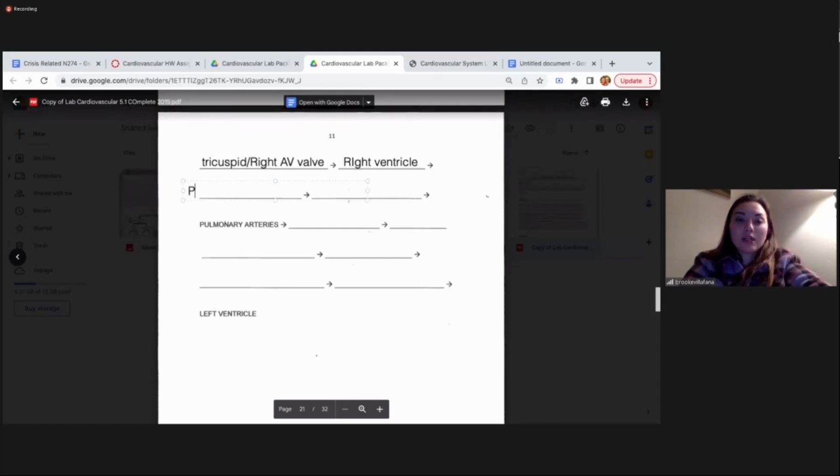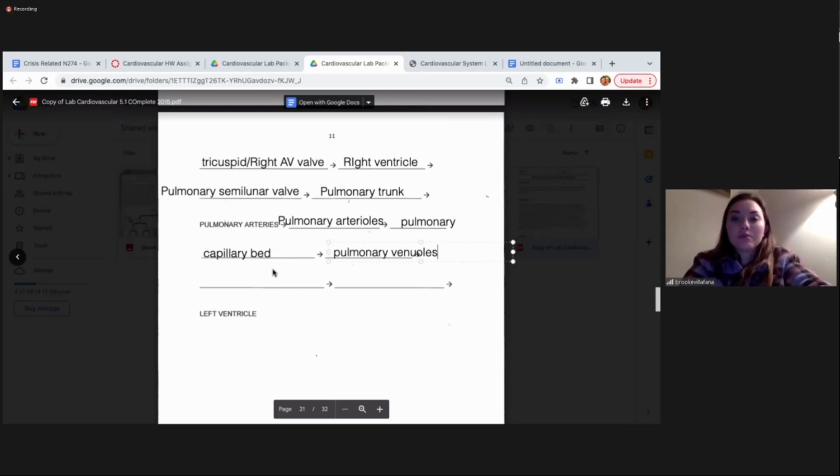From the right ventricle, it's going to leave and it's going to go through the pulmonary semilunar valve. From the pulmonary semilunar valve, it's going to get into the pulmonary trunk. From there, the pulmonary arteries, the pulmonary arterioles, the pulmonary capillary bed, the pulmonary venules, pulmonary veins.